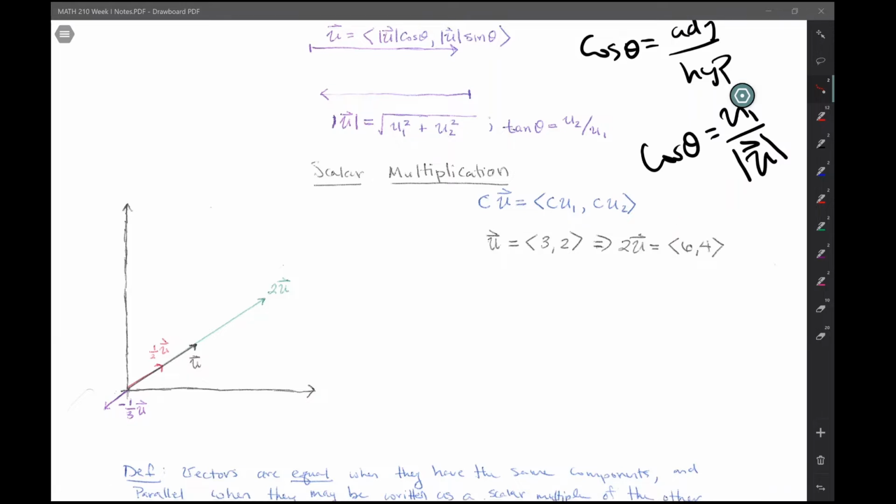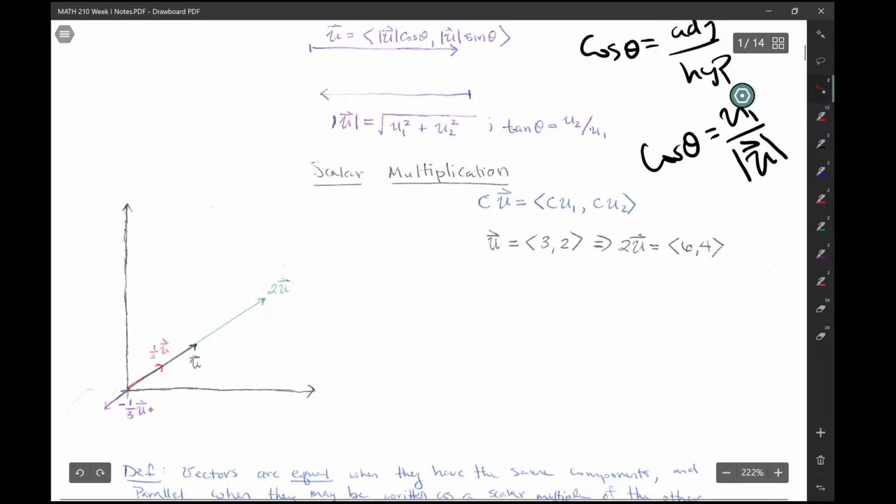So what does scalar multiplication do to a vector geometrically? Well, if we have a vector u here, which is in black, and we multiply it by the scalar 2, we're going to get another vector that has the same direction as u, but twice as long. Okay? If we multiply it by a half, we get another vector, 1/2 u, which is half the length of u, but still in the direction of u.